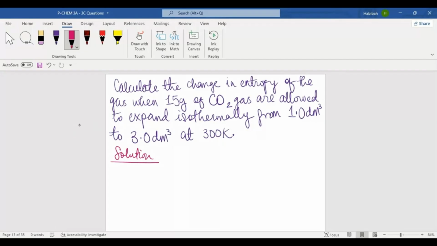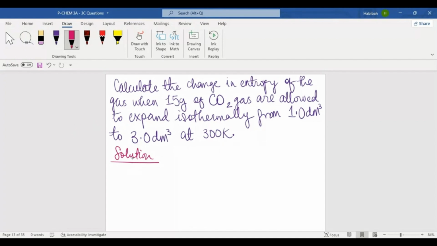So today we're going to be working on the question on the screen that says: calculate the change in entropy of a gas when 15 grams of CO2 gas molecules are allowed to expand isothermally from 1.0 dm cubed to 3.0 dm cubed at 300 Kelvin.